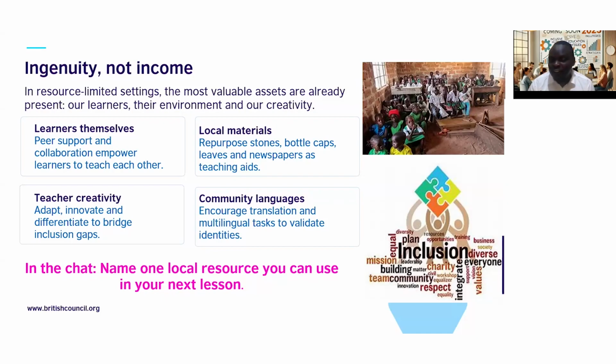From the examples that I have given, for instance, starting with the learners, peer support and collaboration can empower learners to teach each other. Teachers can learn from each other. Just like we are learning from each other, people are putting in chat the local resources that they plan to use in their next lesson to make it inclusive. I'm also learning from what teachers are posting in chat. I ought to use some of these beautiful ideas in my next class to make it more inclusive.